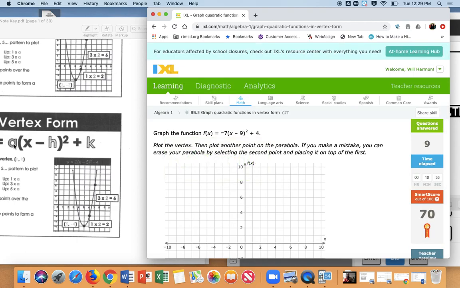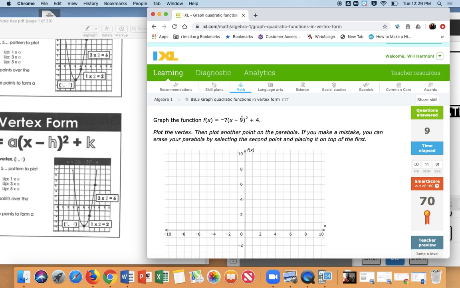Now here, notice I have all aspects out. I'm going to have an a, I have an h, and I have a k. So h is going to be 9 because this is negative. Remember, think of it as the opposite. All right, so it's 9 and k is 4. So I'm going to plot the point 9, 4.